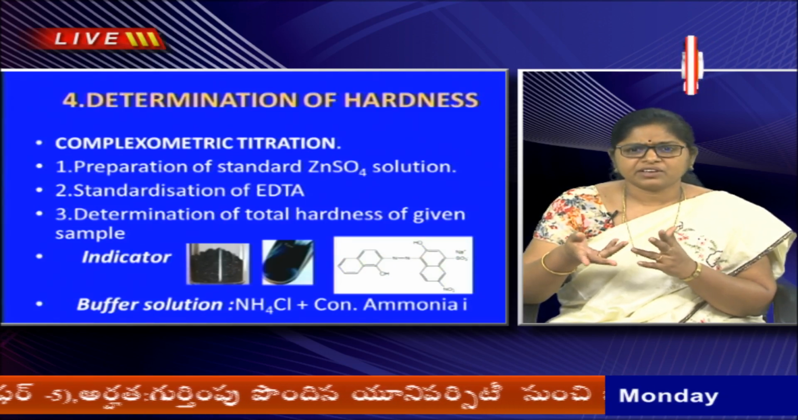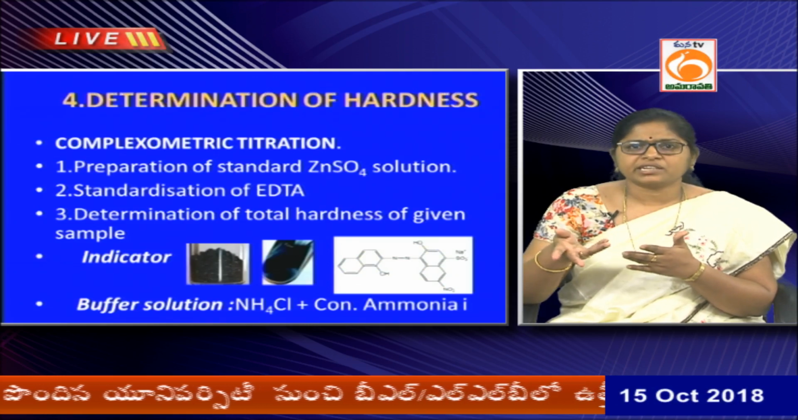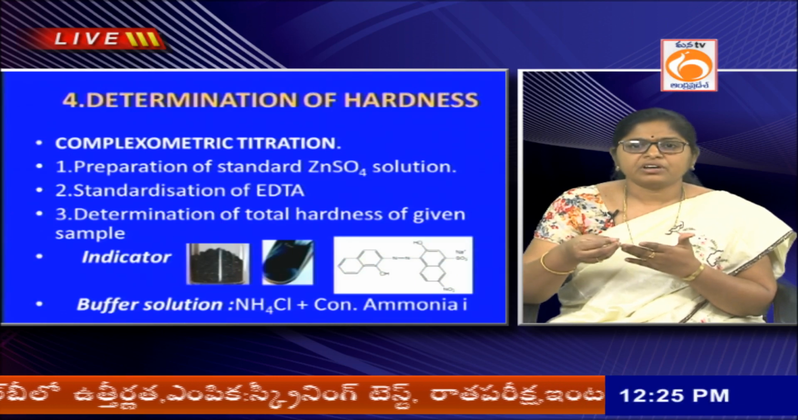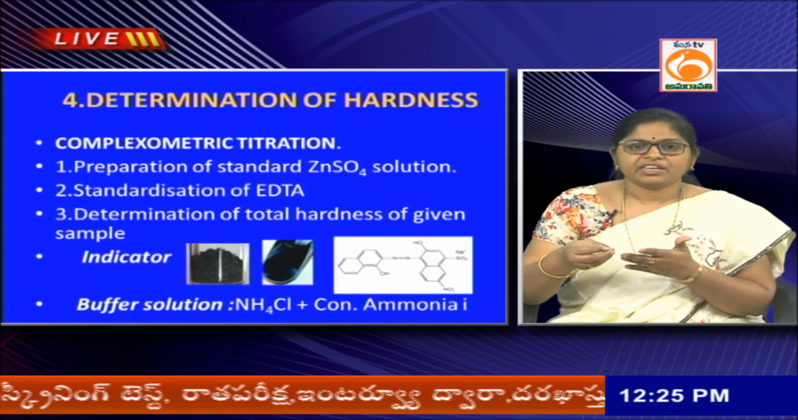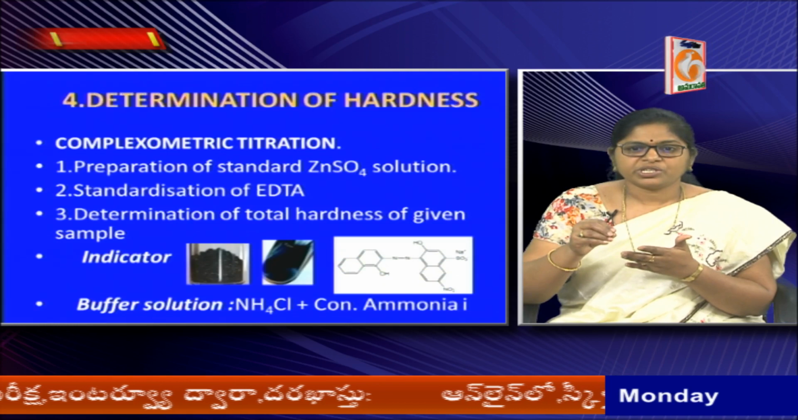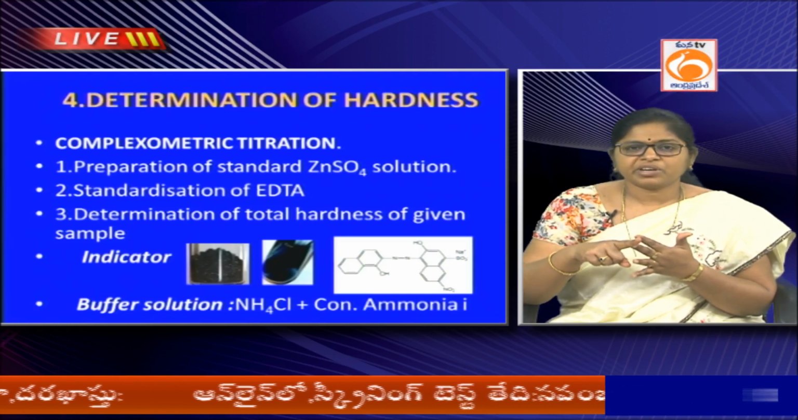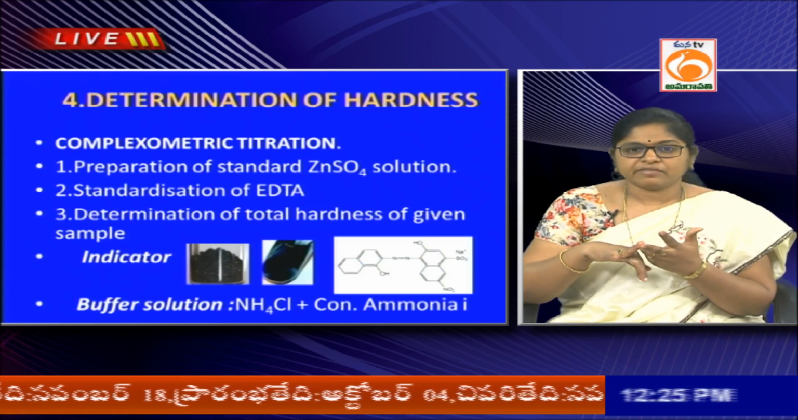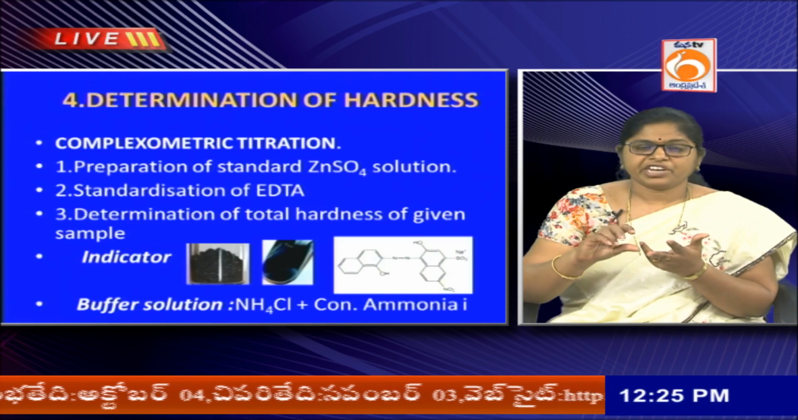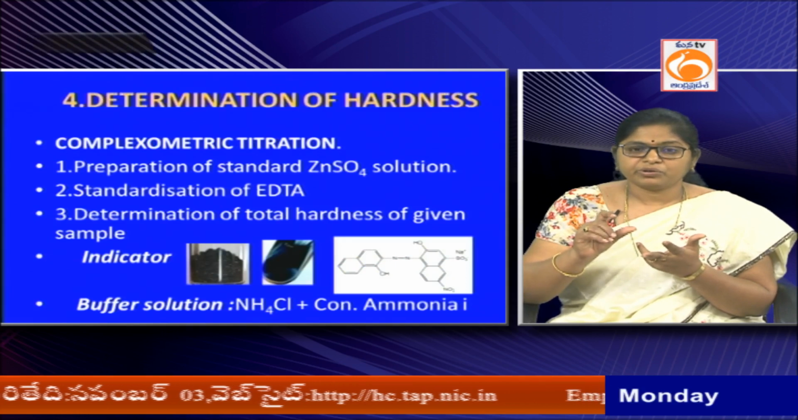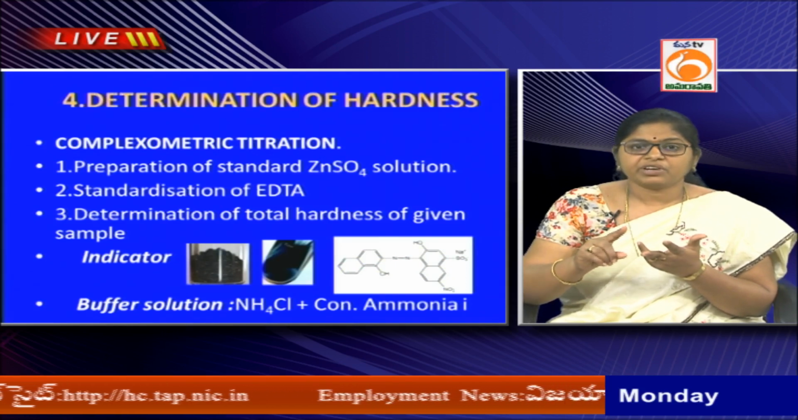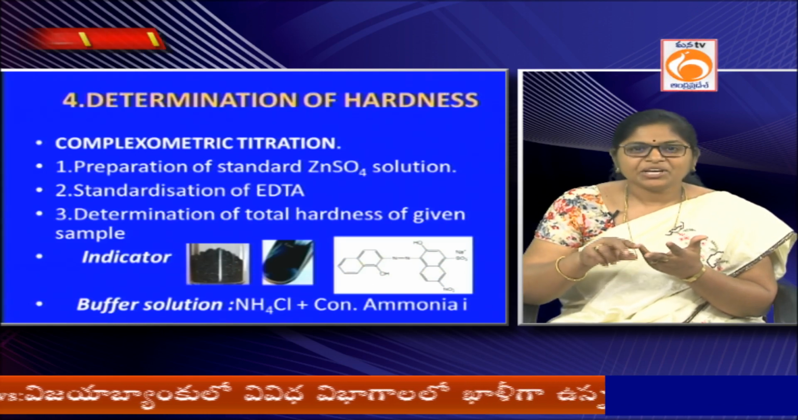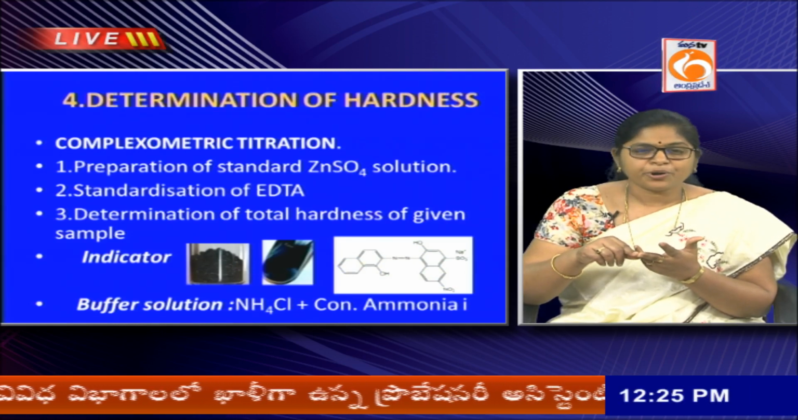The given sample is from the house or outside areas; we can take the water from there and determine how much hardness is present. In this we are using some solutions: zinc sulfate solution, EDTA solution, and an indicator which is required for color change, to know the reaction completion. The indicator here is EBT. EBT is called Eriochrome Black T.